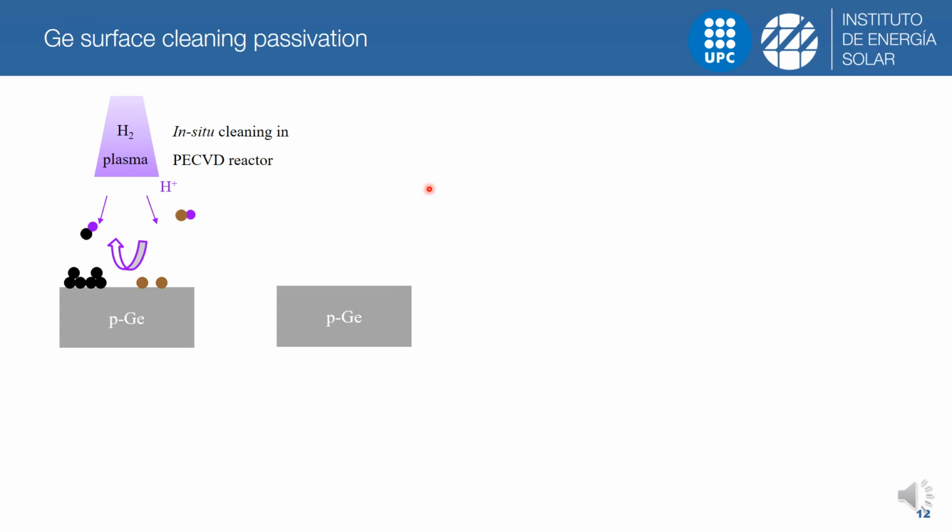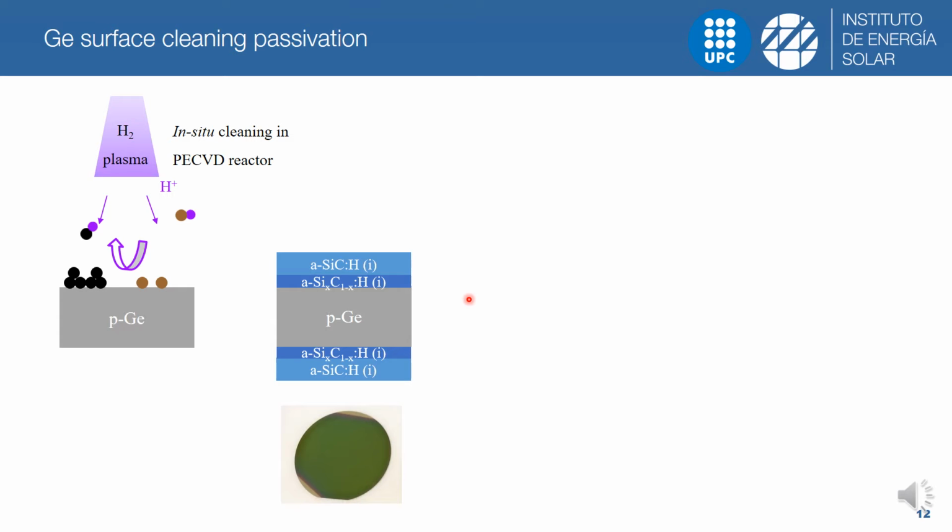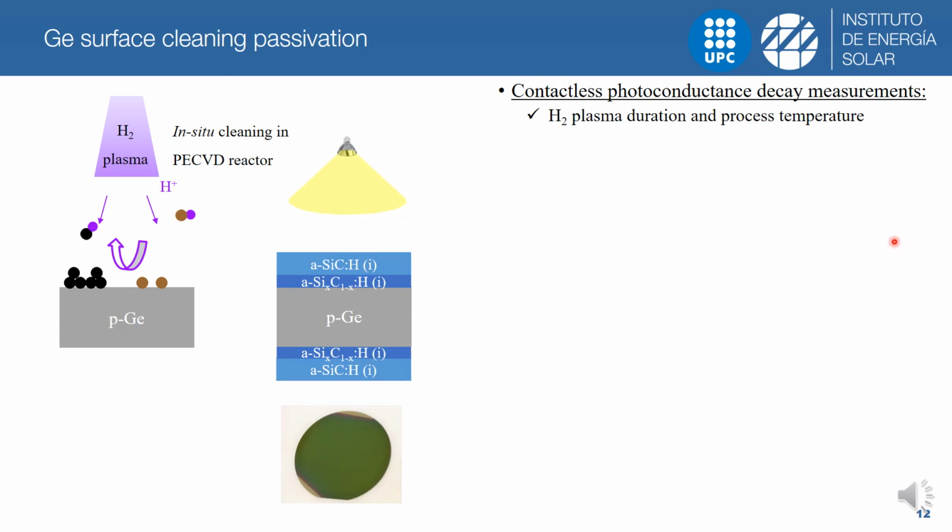used for passivation. Once we have achieved a clean surface, we proceed with the deposition of the amorphous silicon carbide stack, which we use for passivation purposes. And in order to evaluate the degree of surface passivation achieved, we have made use of contactless photoconductance decay measurements. We have optimized the process by changing the hydrogen plasma cleaning duration and also the process temperature. It is important to note that the process temperature affects not only the temperature of deposition for the amorphous silicon carbide layers, but also the temperature at which the hydrogen plasma cleaning is performed.